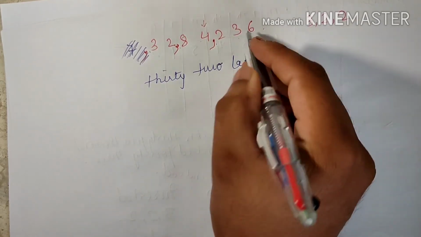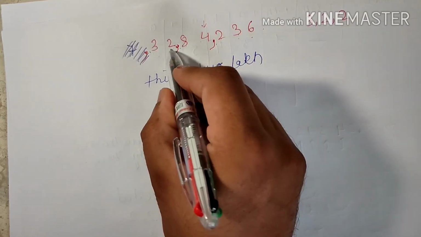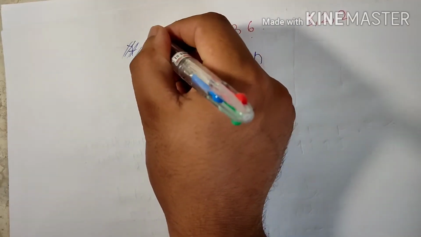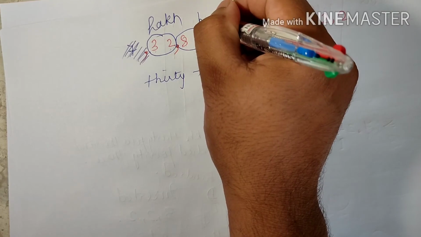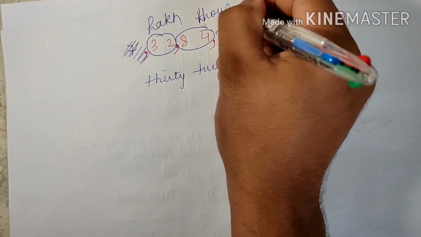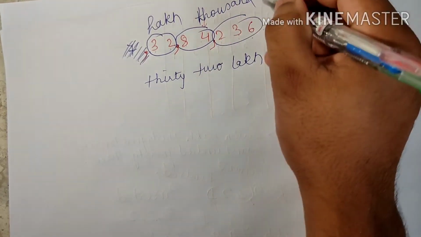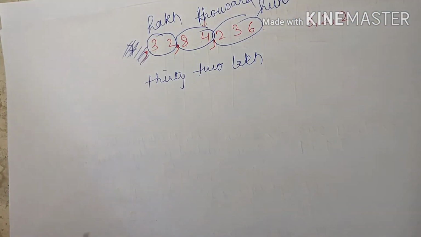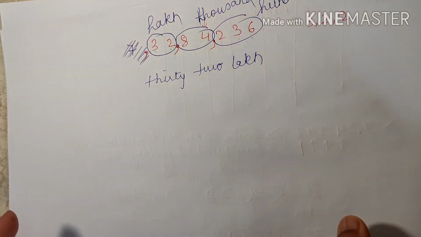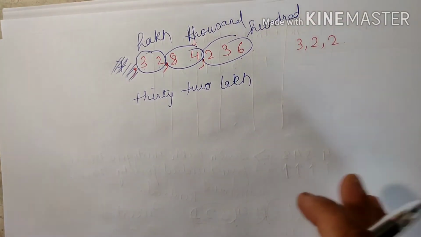32 lakhs, isn't it? Ones, tens, hundred, thousand, 10,000, lakh, 10 lakh. So this 32 is in lakh, this 84 is in thousand, and this 236 is in the hundred place. You can compare with the table which I have already given in the last video. Ones, tens, hundred, thousand, compare it.